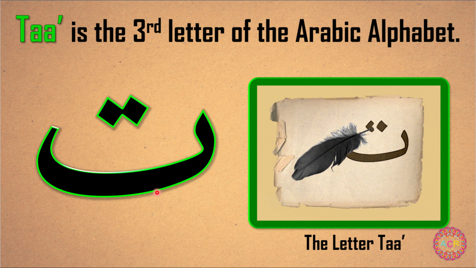Ta with short vowels. The letter Ta with a short vowel Fatha is called Ta. Ta with short vowel Kasra, the sound will be Ti. Ta with short vowel Dhamma, the sound will be Tu. So we have Ta, Ti, Tu.